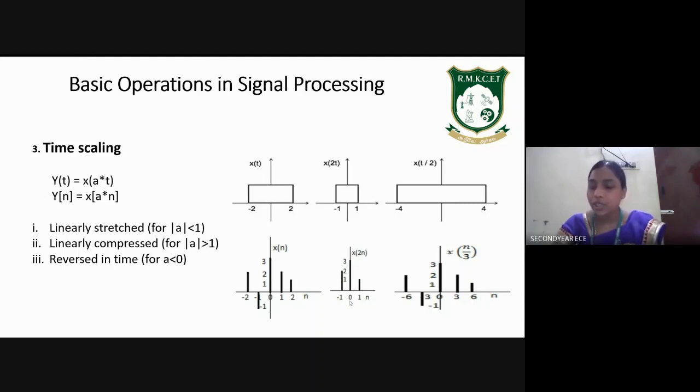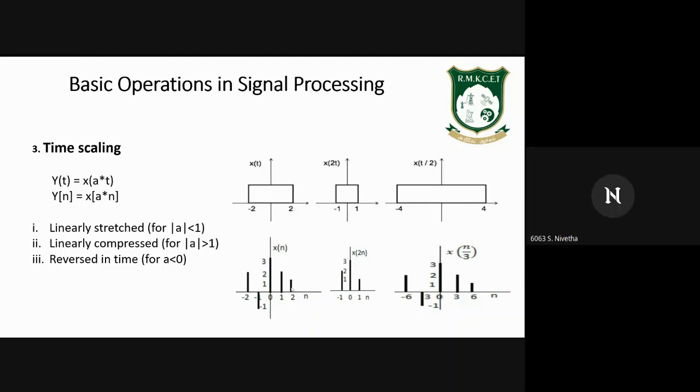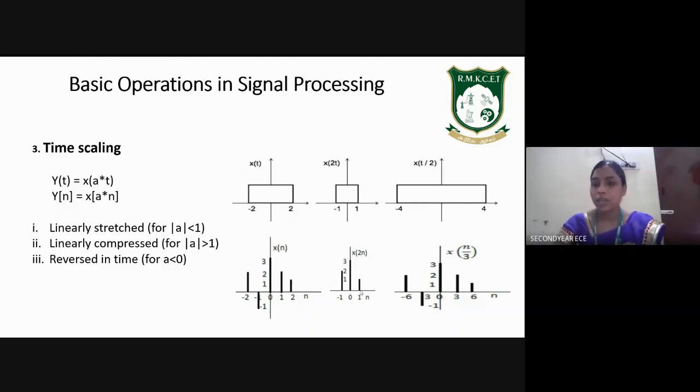Next, after n is equal to 0, what is the n value? 1. Substitute n is equal to 1 here. x of 2 times 1, x of 2. From the original signal, what is the x of 2 value? It is 1. Amplitude 1. So the x of 2 amplitude will come at n is equal to 1 now. By seeing itself, we can say what operation we have performed here. We have compressed. By seeing these first two graphs, we can say compressed version.